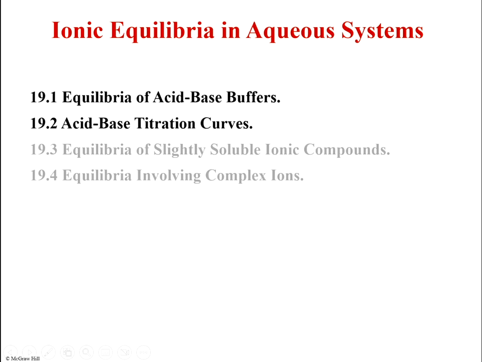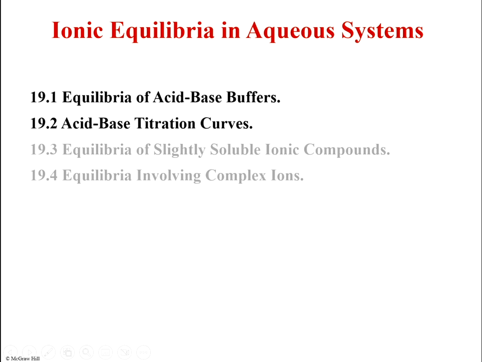In this video, we start our discussion on Chapter 19. In Chapter 18, we went through acid-base equilibria and introduced the ideas of weak acids and weak bases and chemical equilibria. Now, in this chapter, we're going to look at more advanced concepts relating to acid-base equilibria, but we'll also add in discussion of salt solubility and ionic compounds and complex ions.